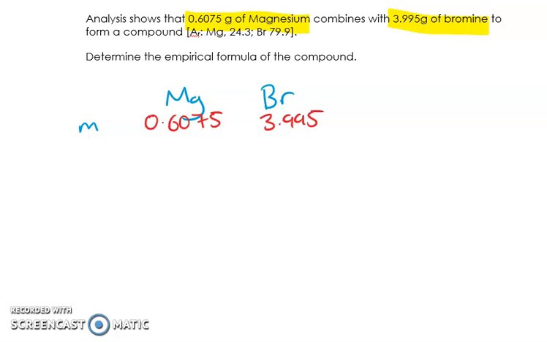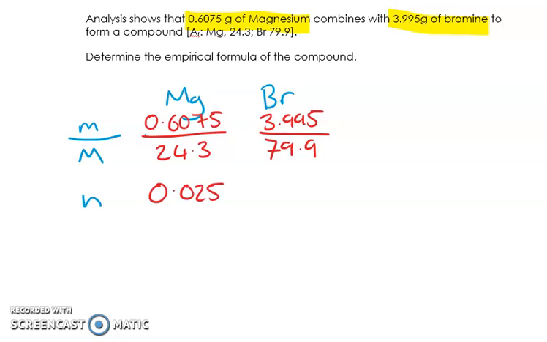Now the next stage in this is to work out the number of moles that we have, and to do that we need to divide the mass by the molar mass, and as you can see from the Ar, if we use this to generate our molar masses, that means that we need to have magnesium here divided by 24.3 and bromine divided by 79.9, and this gives us amounts in moles, or n, of 0.025 for magnesium and 0.050 for bromine. So it's all well and good, but these aren't yet whole number ratios.